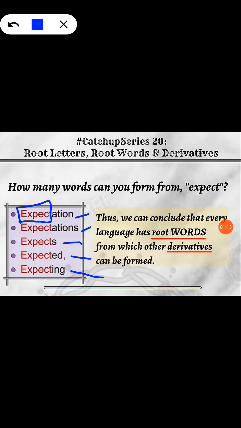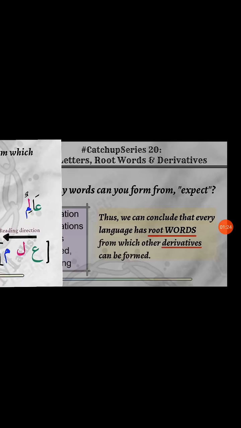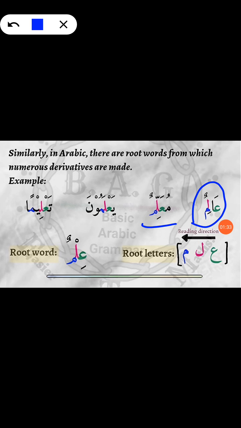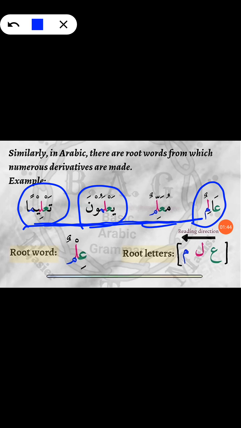And this happens in almost every language, that you have various root words, and with those root words you form derivatives, all right? And Arabic of course is no different. So what do you see in Arabic? Let's study a couple of examples. We have the word alimun, muallimun, ya'lamuna, and ta'limun. Okay, now if you notice one thing, all of these words have three letters in common.